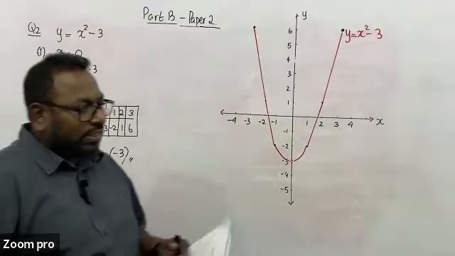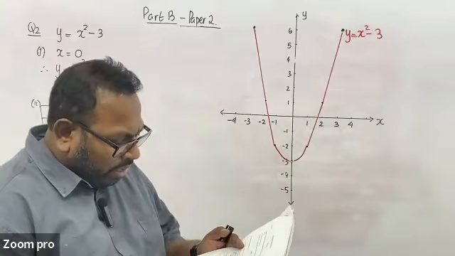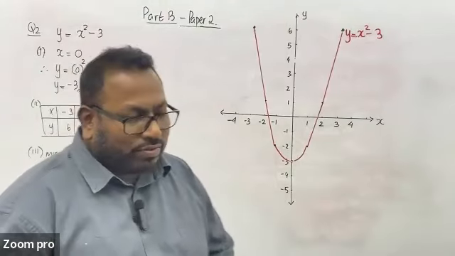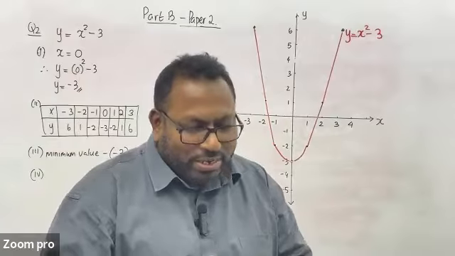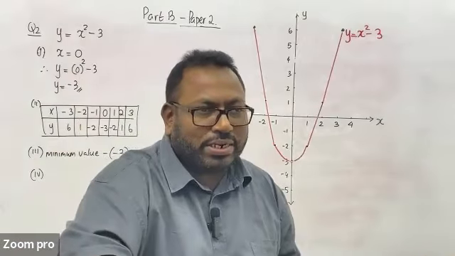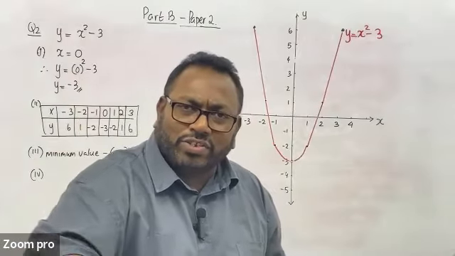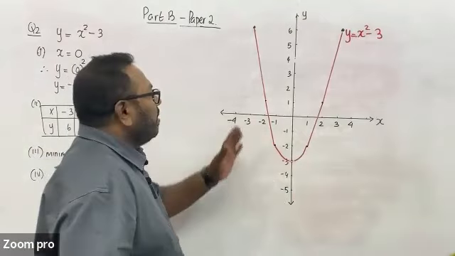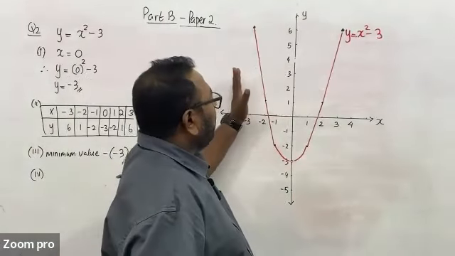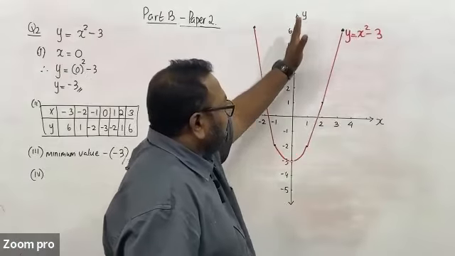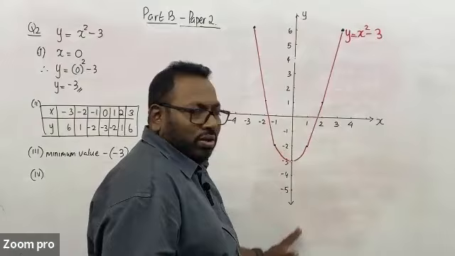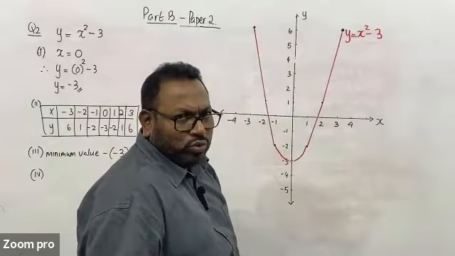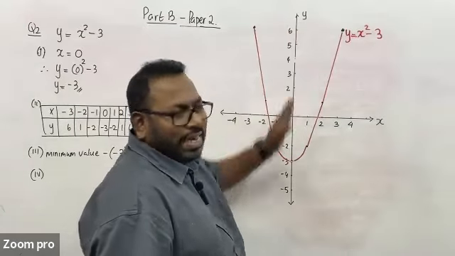Fourth question, they are saying, write the equation of the line of symmetry. So what do they mean by the equation of the line of symmetry? The line that divides your graph symmetrically, divides it into two equal parts. So you can see the line that is dividing your graph into two equal parts is your y-axis.